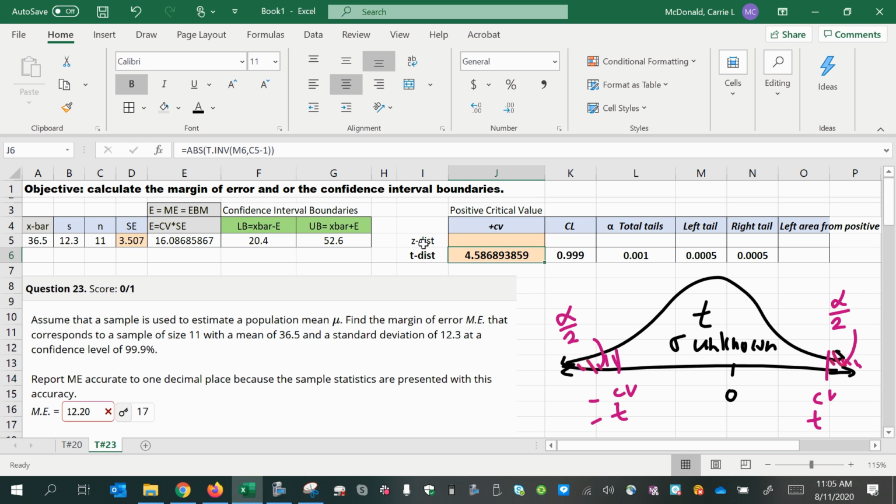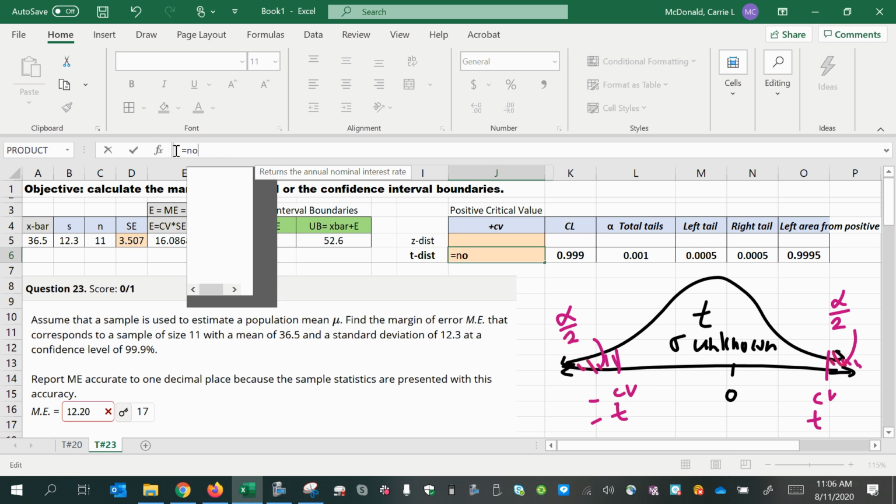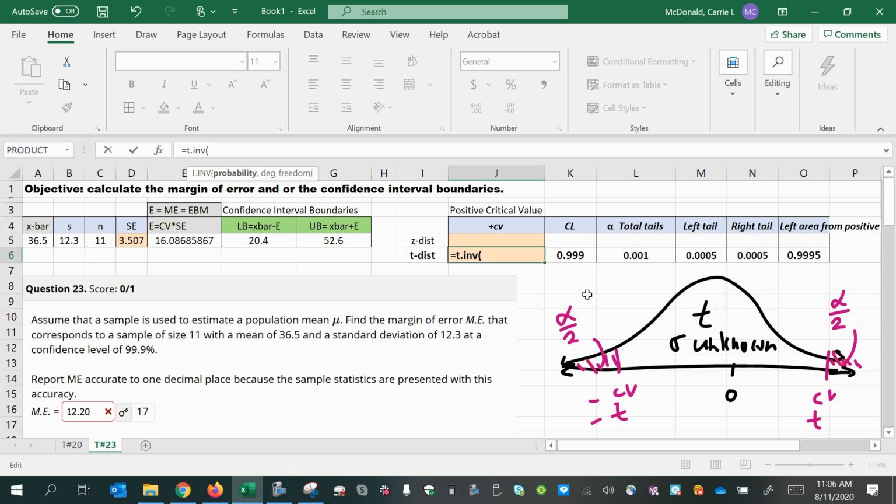Another way of approaching this is if you use the left area all the way from the positive critical value. So what is that area? Well, it would be 1 minus this little tail over here, right? Or rather, 1 minus this right tail. So the area from the left, all the way from the left, from the critical value that's positive on the right, is 1 minus the right tail. And so I could use that to do t.inverse on my large left area all the way from the positive side with n minus 1 degrees of freedom. Notice I get the same result that way.